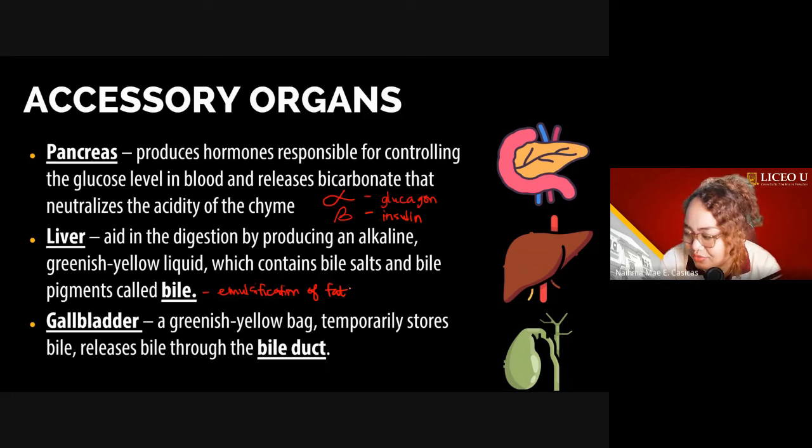And then you have your gallbladder. Your gallbladder is basically a greenish yellow bag which temporarily stores your bile. It releases the bile through the bile duct. If there is an overproduction of bile and it becomes stationary inside the gallbladder, it will become a stone. In medical terms, it's cholelithiasis, or commonly known as gallstones.